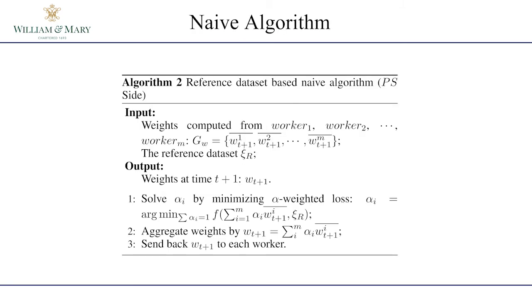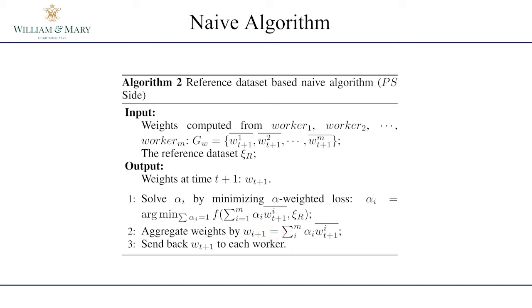The naive algorithm is described here. It minimizes the loss of the alpha-based linear combination on the reference dataset to solve for alpha_i. And we use the solved alpha_i to aggregate the weights to get the global weight at time t+1.